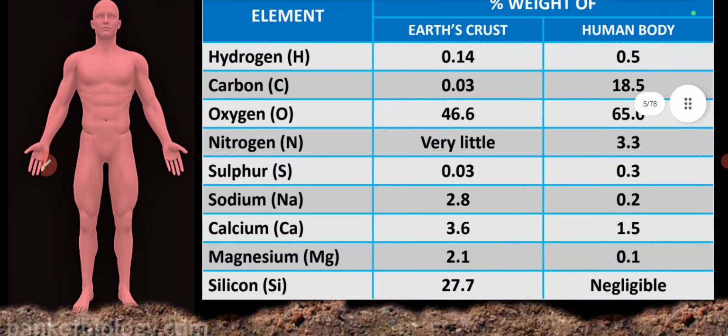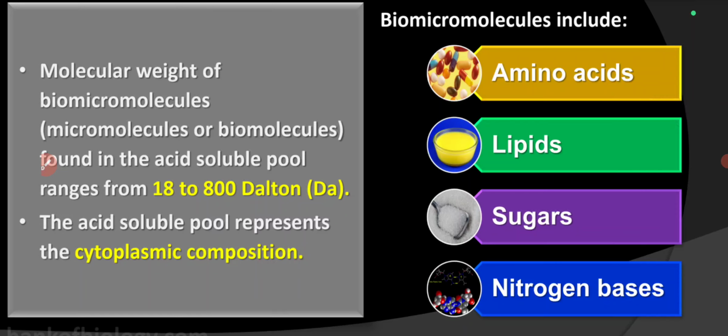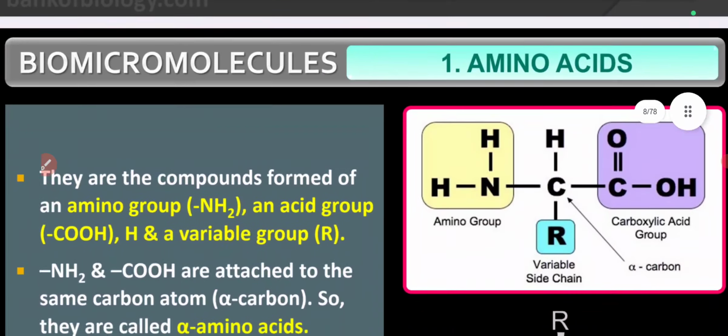First of all, we will discuss about biomicromolecules. Biomicromolecules include amino acids, lipids, sugars and nitrogen bases. Molecular weight of biomicromolecules found in the acid soluble pool ranges from 18 to 800 Dalton. The acid soluble pool represents the cytoplasmic composition.